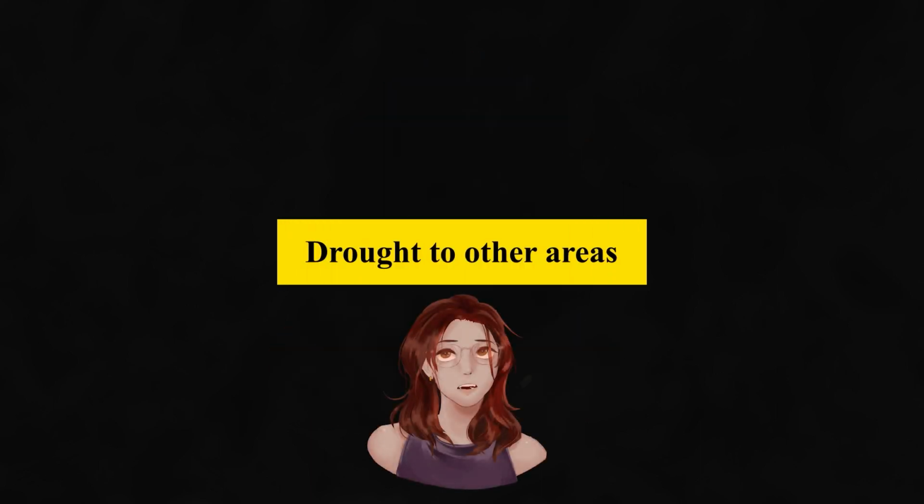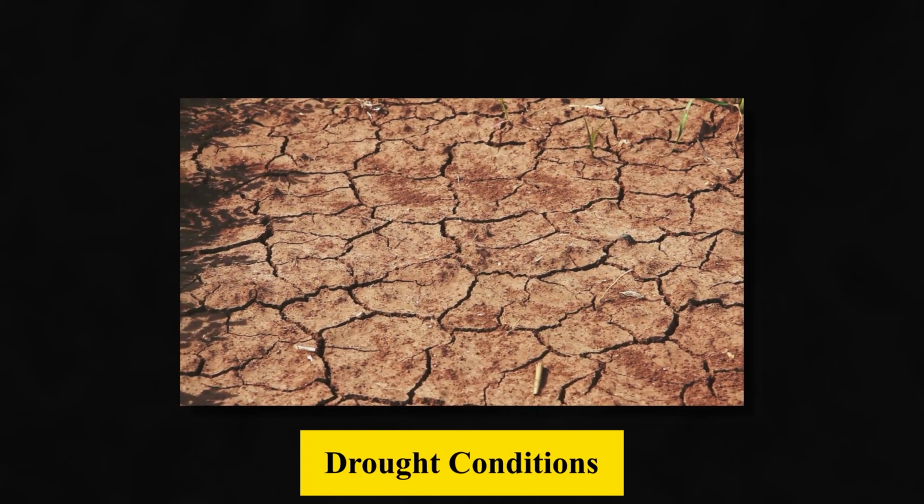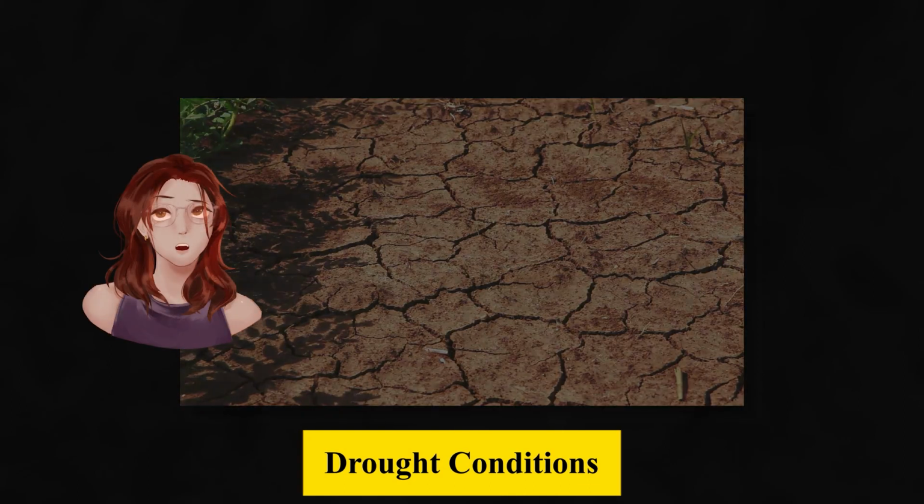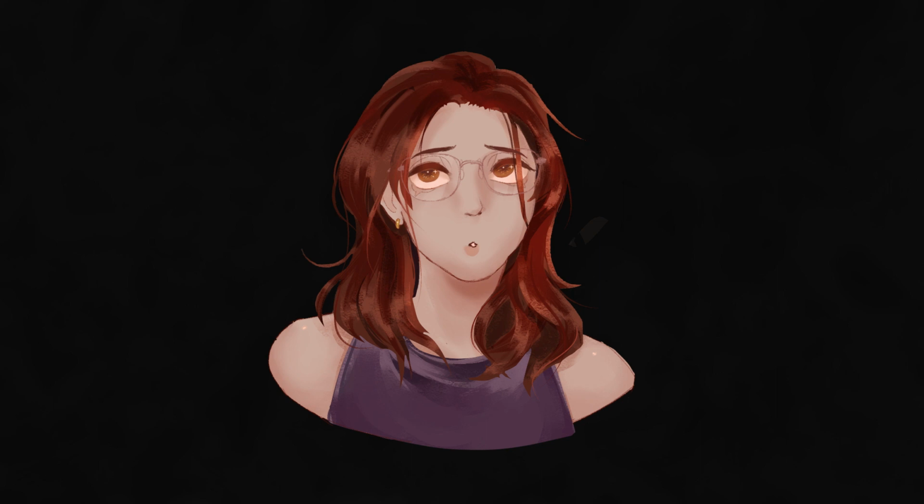Droughts to other areas to humans. When water levels rise on one part of the planet, they take away some of the water from other parts, which can lead to drought conditions to those other areas. This can be very bad as it can lead to food shortages, devastation to crops, and a lack of necessities.